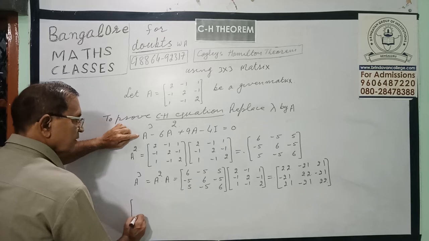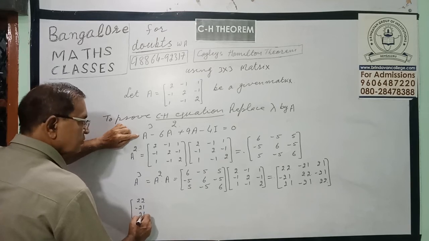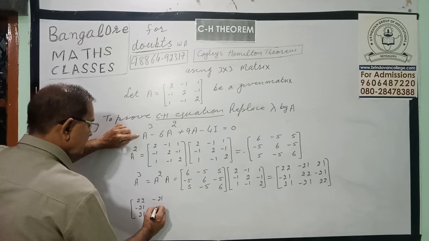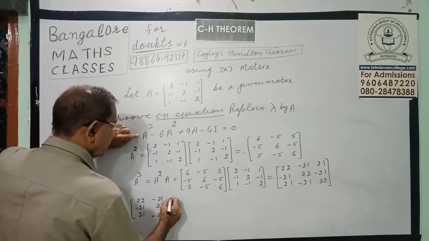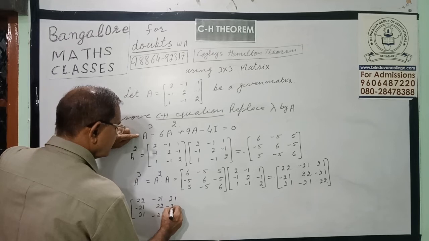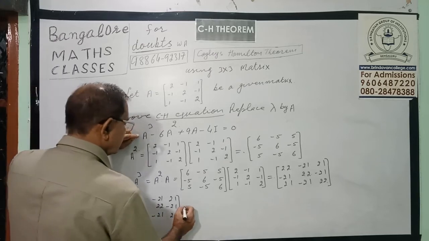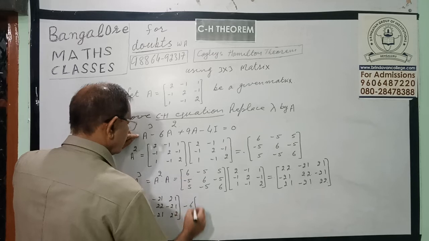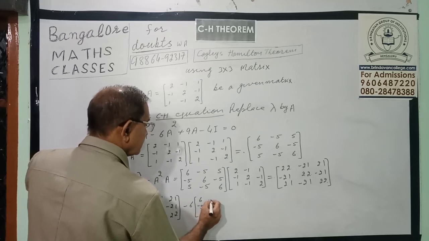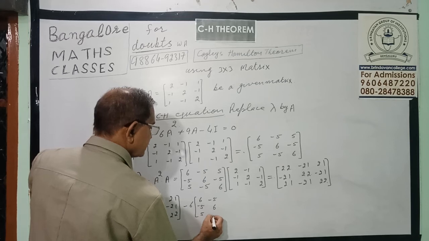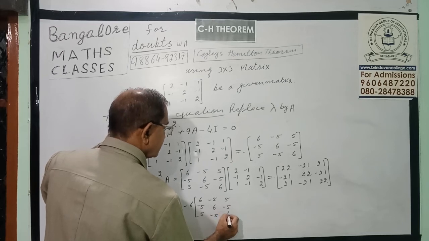A cube, that is 22 minus 21 21, minus 21 22 minus 21, 21 minus 21 22, which is A cube, minus 6 A square, that is 6 minus 5 and 5, minus 5 6 minus 5, 5 minus 5, 6.